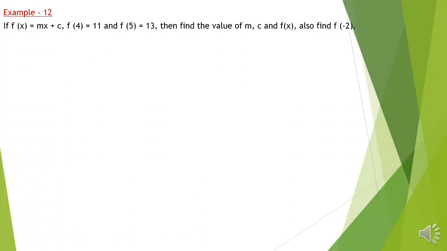Example 12. Now this is another very important question, and lots of calculation will be shown on your screen, and you have to follow each and every step very carefully. Now the solution: the function is a linear function. Let me tell you, this is a linear function because x has power 1. You have to understand this, and you can suppose the linear function to be in any form.